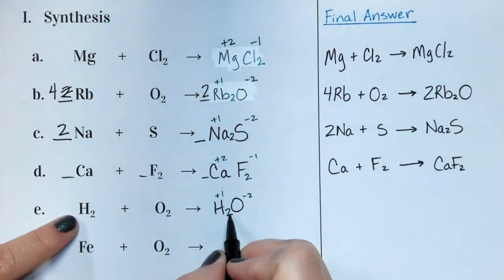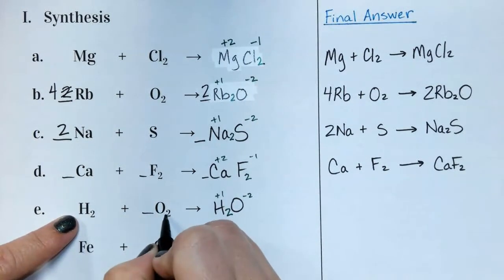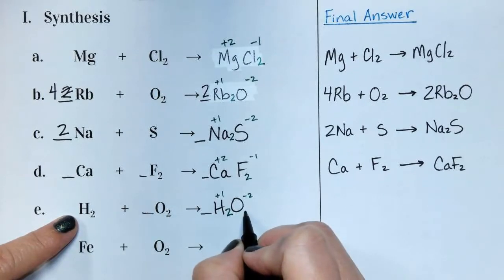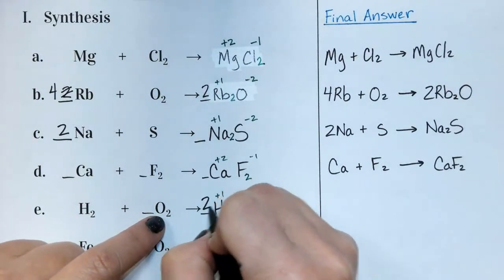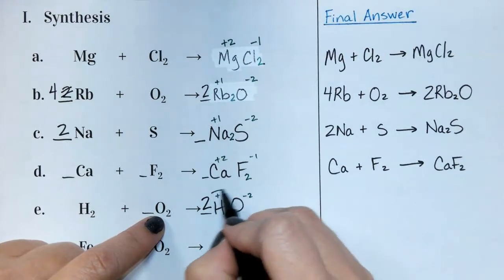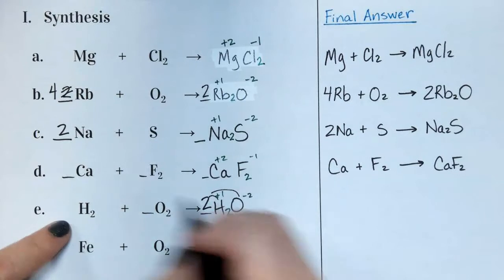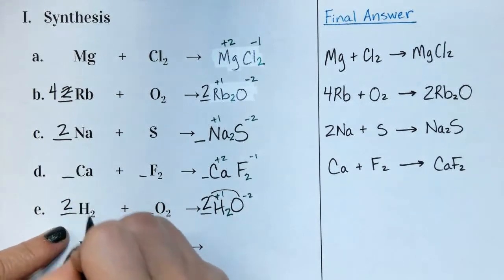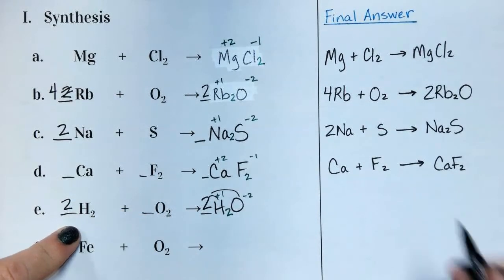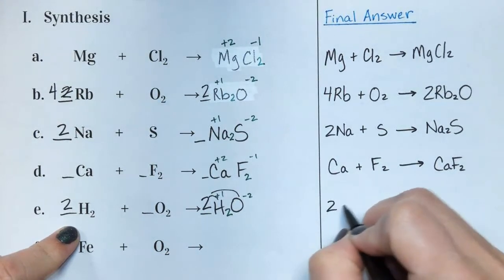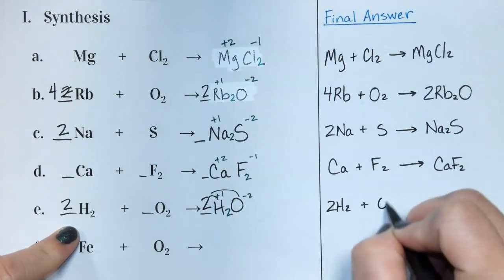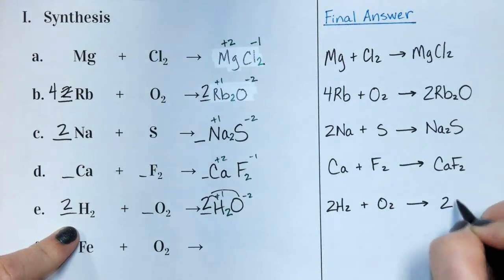2 hydrogens, 2 oxygens, 1 oxygen. So to fix this, I need a coefficient of 2 here. That'll give me these 2 oxygens. That has modified my hydrogens. I now have 4 hydrogens on the right, and so I'm going to need 2 times 2 is 4 hydrogens on the left. Final answer will be 2 hydrogens plus 1 oxygen yields 2 waters.